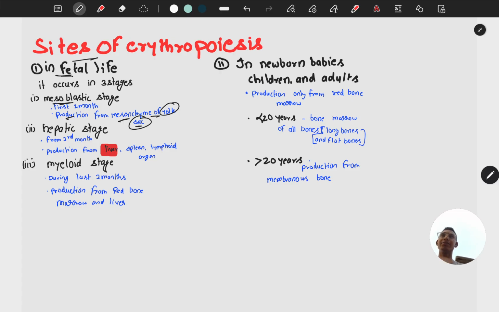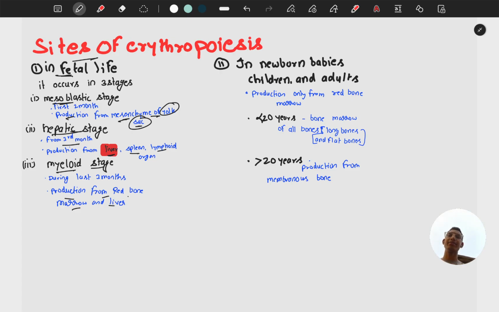And second, from the third month, it is called the hepatic stage. Production of erythrocytes in the hepatic stage is from the liver. Mainly the liver produces erythrocytes in the hepatic stage, and the spleen and lymphoid organs also help in erythropoiesis. In the myeloid stage, which is the last 3 months of pregnancy, production of erythrocytes is from bone marrow and liver, mainly red bone marrow, only red bone marrow.